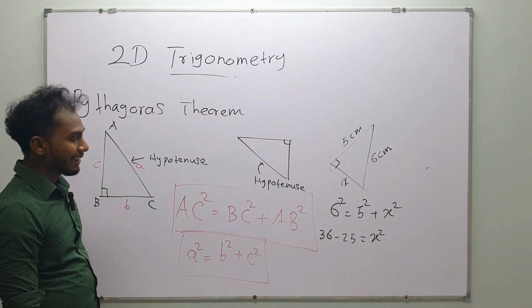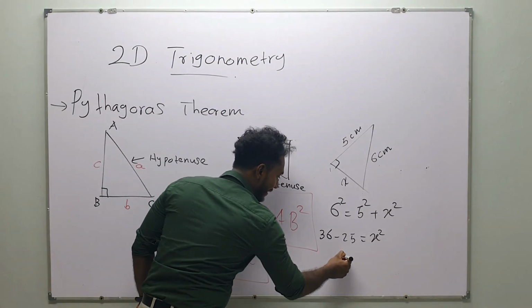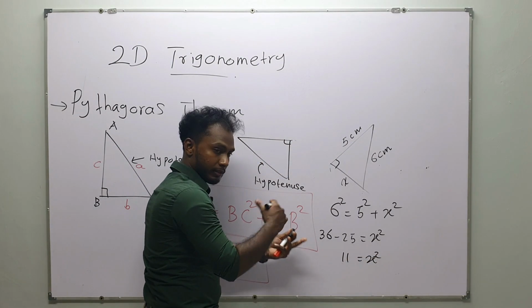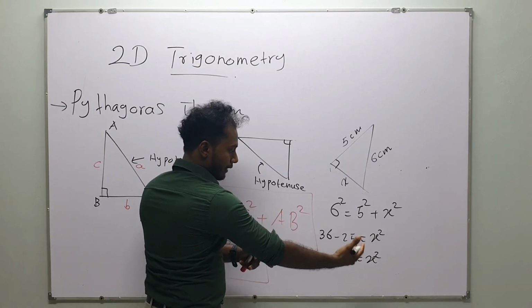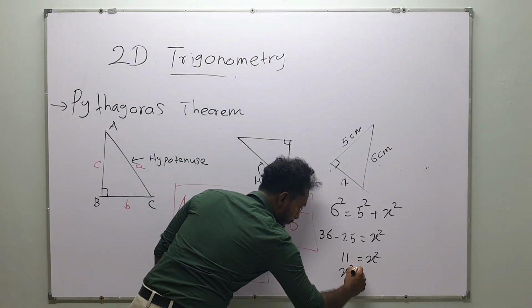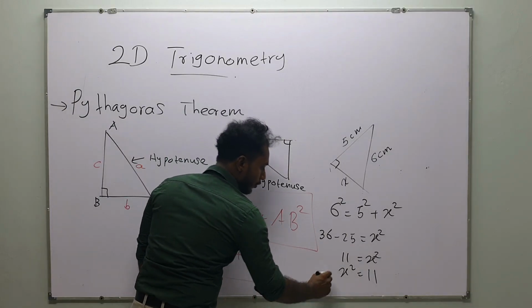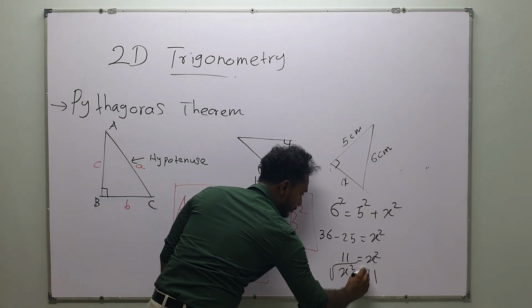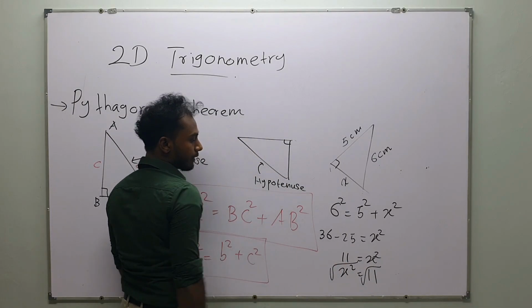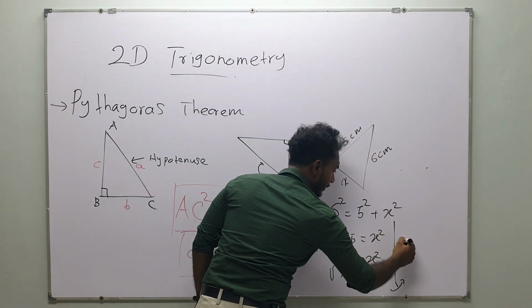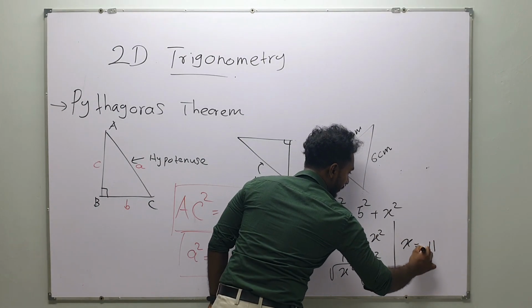That will be 11. This is nothing but 11 equals x squared. You can take the x to this side, 11 to the other side. This will be x squared equals 11. To remove the squared value, we have to get the square root of both sides. Then x squared will reduce to x. I will write it down here. Then x equals root 11.